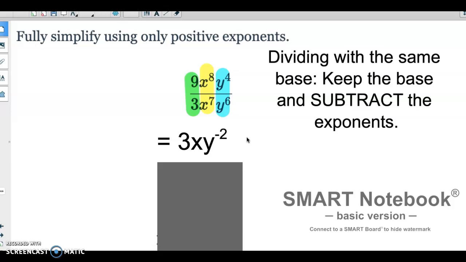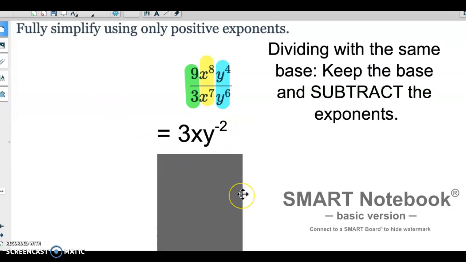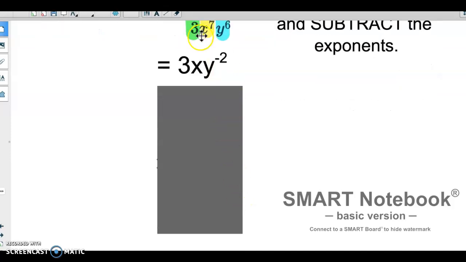Is this fully simplified? And the answer there is no. This is not fully simplified because we have a negative exponent left there. And again, if you look back to the directions, it says fully simplify using only positive exponents. So now we need to use our rule of negative exponents. Remember, y to the negative 2nd power is the same thing as 1 over y squared. So if your negative exponent is in the numerator, you're just going to take that base and move it to the denominator and make the exponent positive.